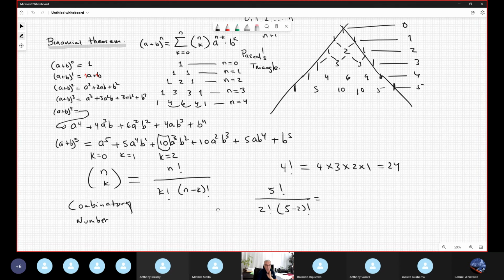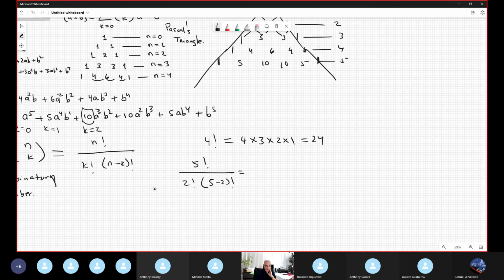Okay, how do we compute that? Well, we can compute it with a calculator, but no, let's do it by hand. It's 5 factorial over 2 factorial, and 3 factorial. By the way, 2 factorial is 2 times 1. Then we expand 5 factorial like 5 times 4 times 3 factorial, divided by 2 times 1 times 3 factorial. And 3 factorial cancels out. It's the same number. And 5 times 4 is 20, divided by 2, 10.